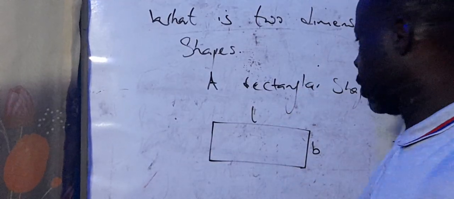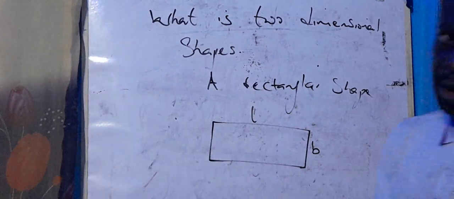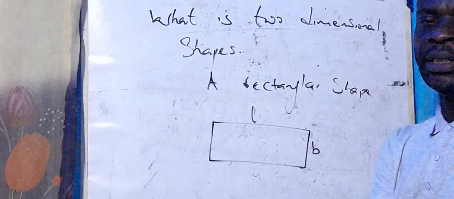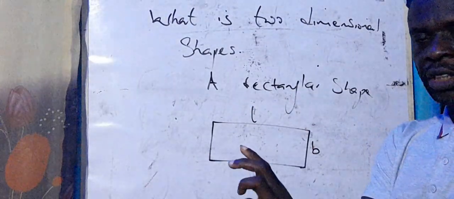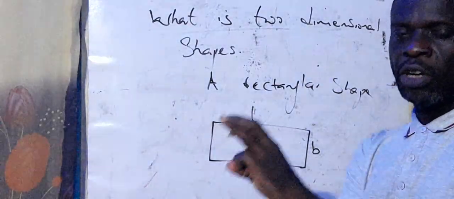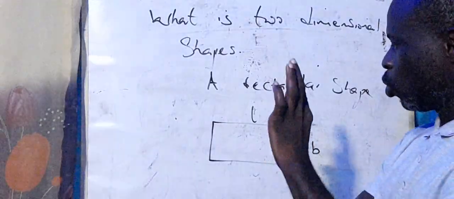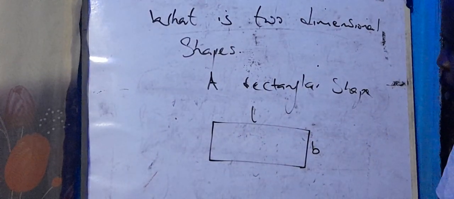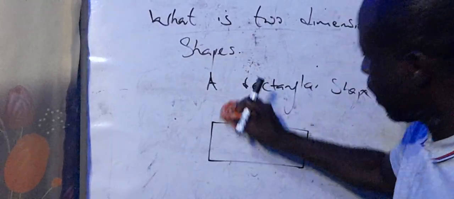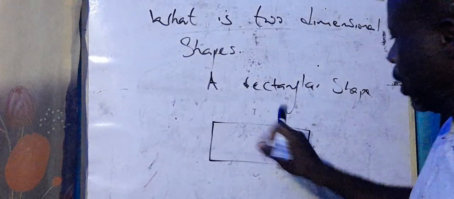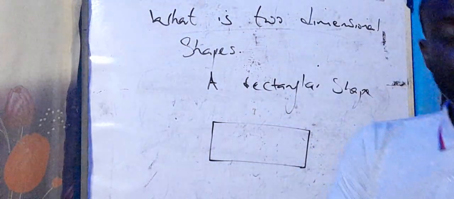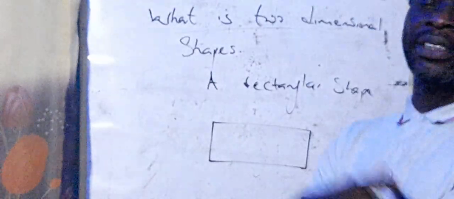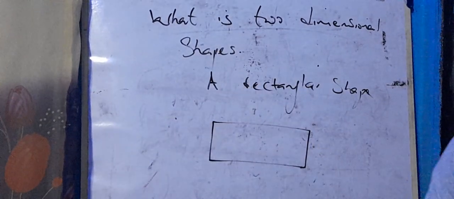Now, if you want to discuss the perimeter of this two-dimensional shape, let me say now that perimeter discusses two-dimensional shapes and not three-dimensional shapes. You cannot use perimeter to discuss three-dimensional shapes. It always addresses two-dimensional shapes. If you are asked to apply the definition of perimeter to this rectangle, recall that the perimeter of a shape is the distance round the shape.